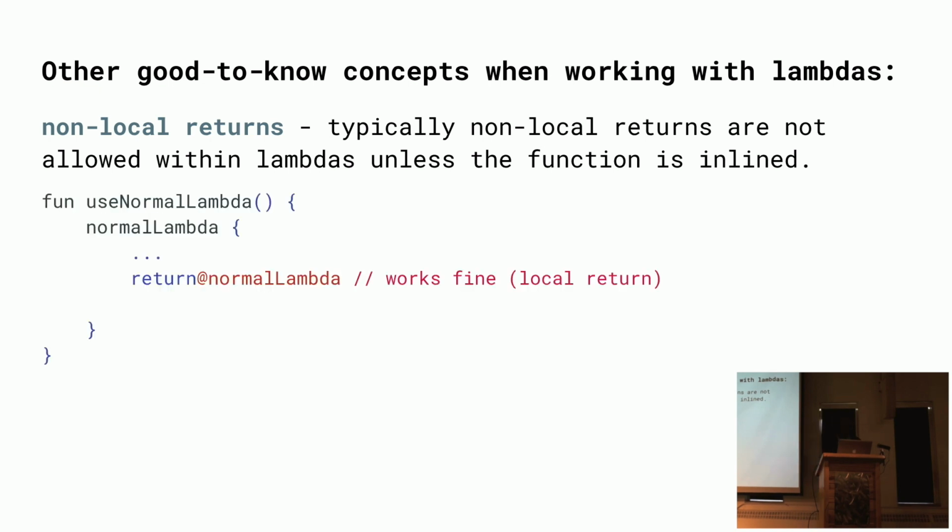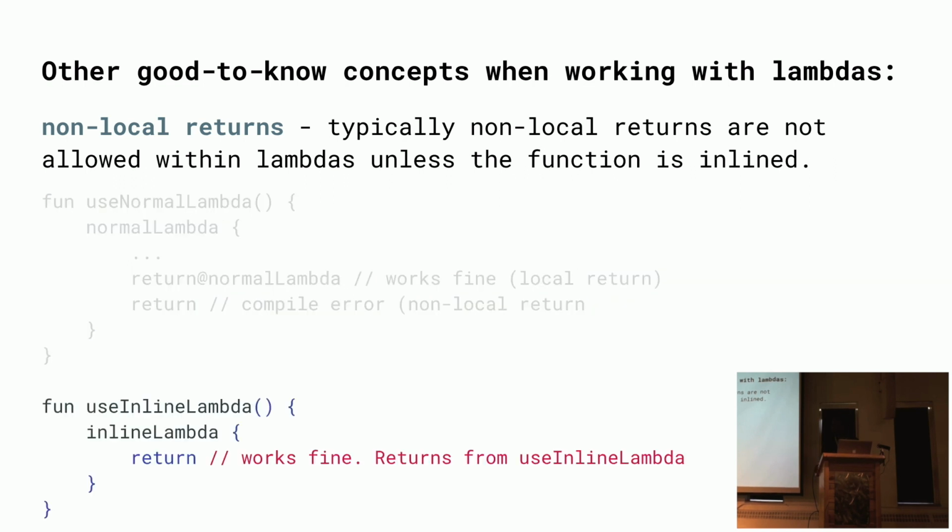So normally in Kotlin, you can do local returns. You can return from a specific lambda. You can return from a filter. You can return from a forEach. But you can't return from the entire function. We can see why this is possible. This is not possible shortly.